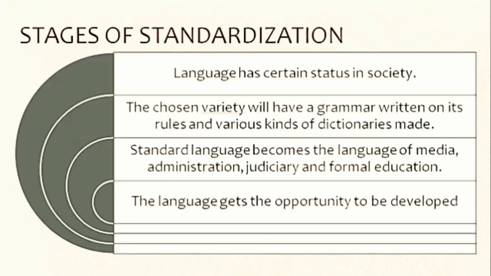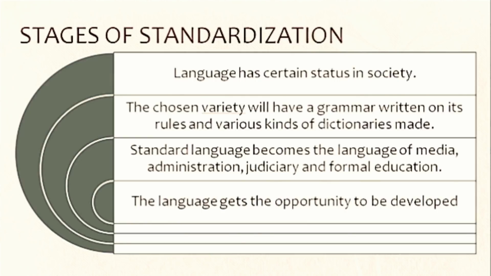When we talk about standard languages, there is a certain standardization process that a language has to go through. So what is this process? What are these stages according to which a language becomes a standardized language? So when we talk about standardization of a particular language, then we talk about 1, 2, 3 and 4 processes.